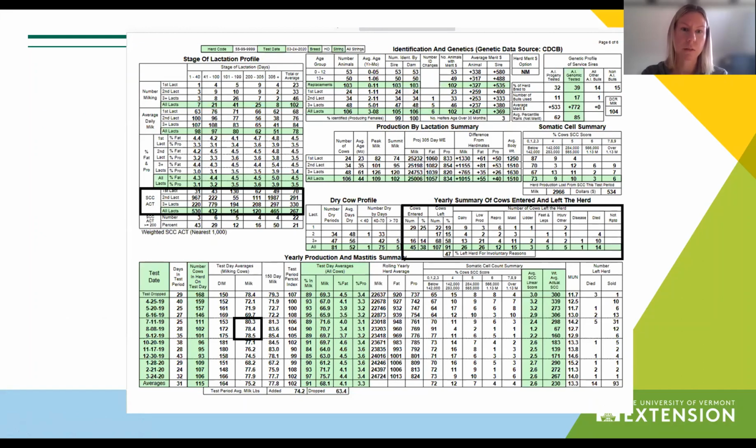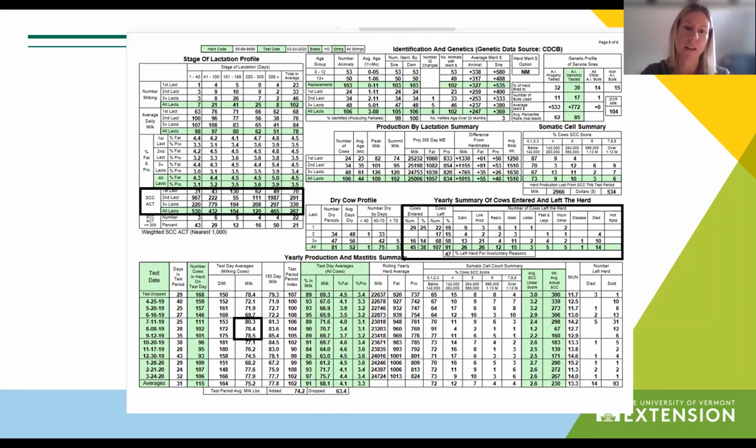So this is just a brief snapshot. If any of you are using DHMTA test, you'll probably be familiar with this page. This is the 202 sheet. If you're not using DHMTA test, there's still some valuable info that you can apply to your herd going forward. I've highlighted in black boxes some of the main things that might be areas of focus to look at when you get this sheet.